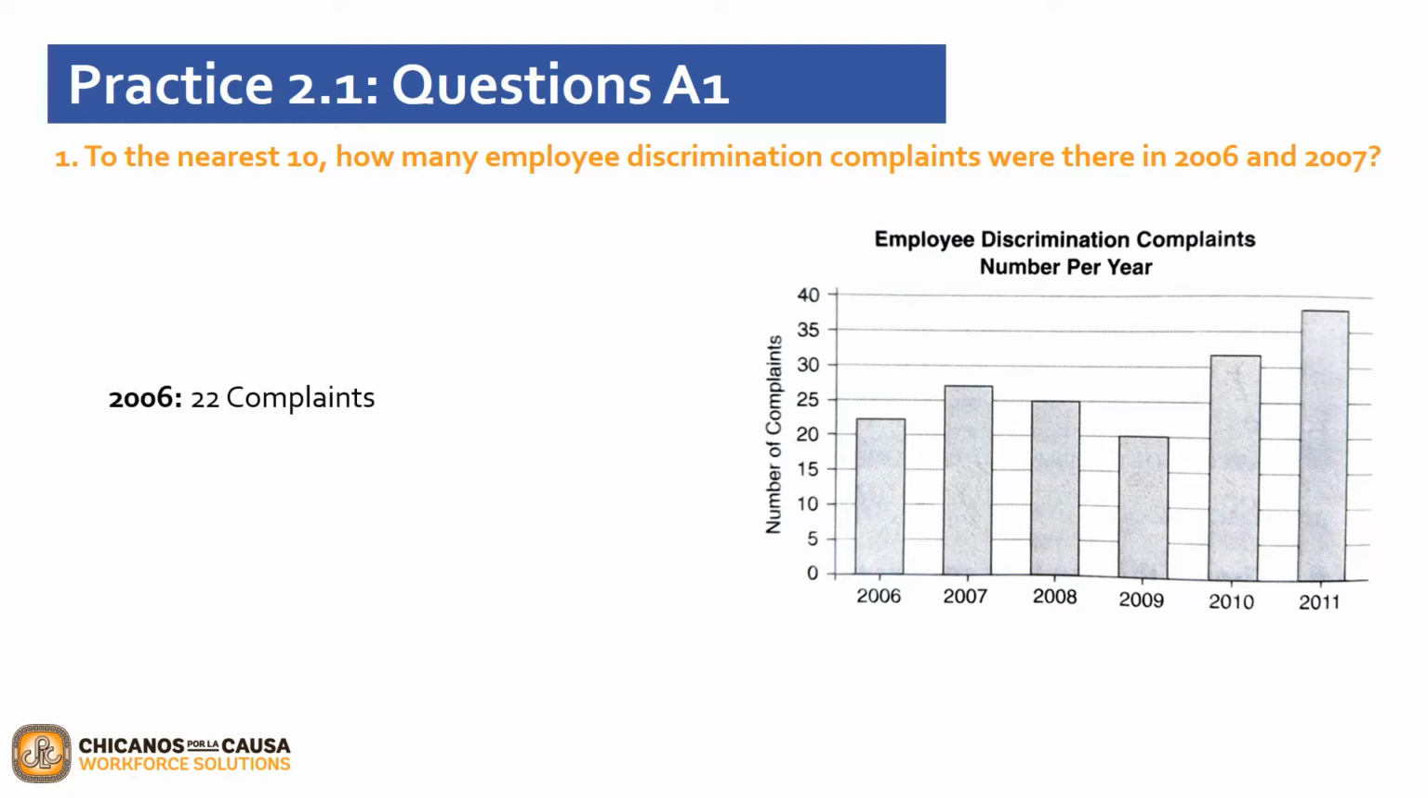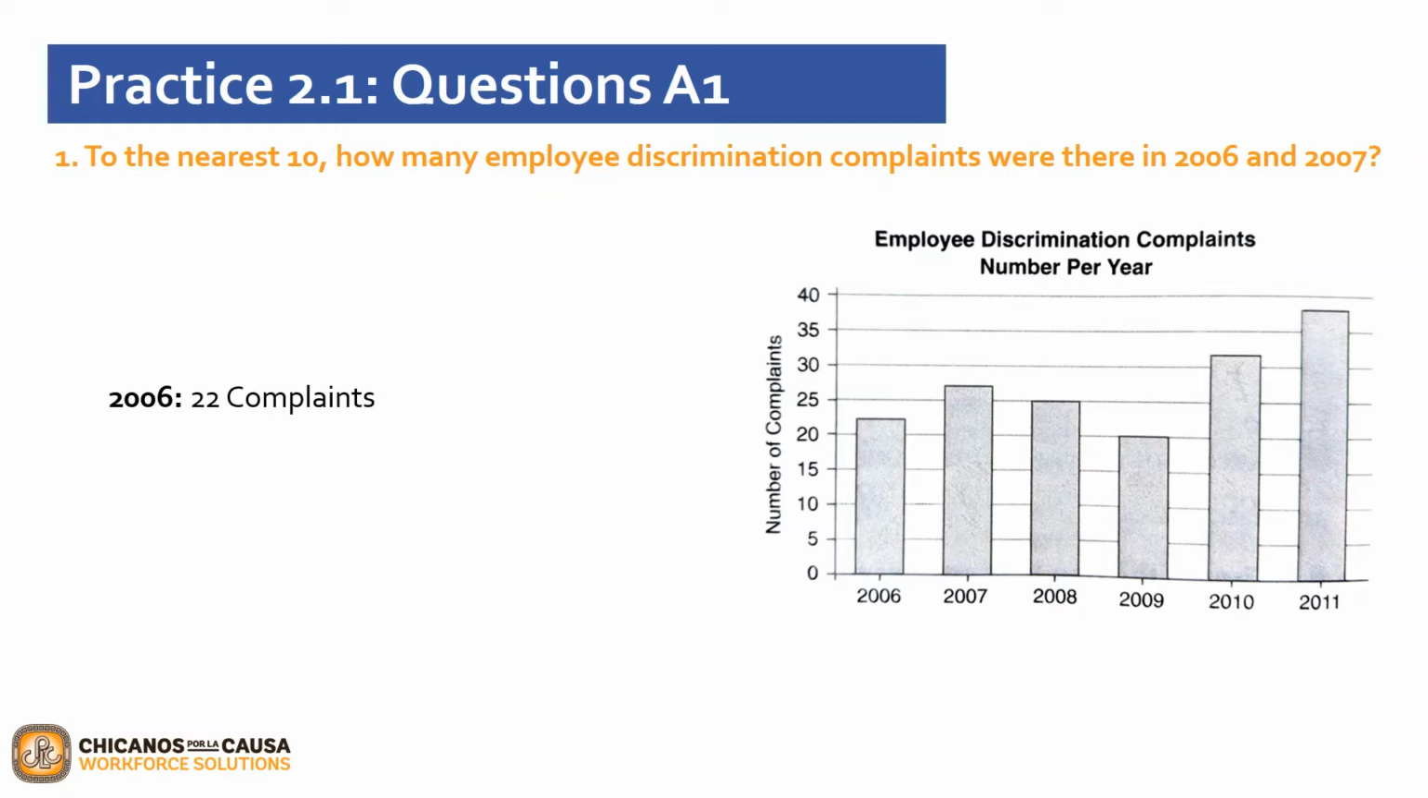If we start with 2006, looking at our bar graph, we can see that there were about 22 complaints made in that particular year. Again, if the bar went directly in the middle between 20 and 25, it would be 22.5. But it's not. It's just a little bit below the middle point, so we can estimate that it's 22.